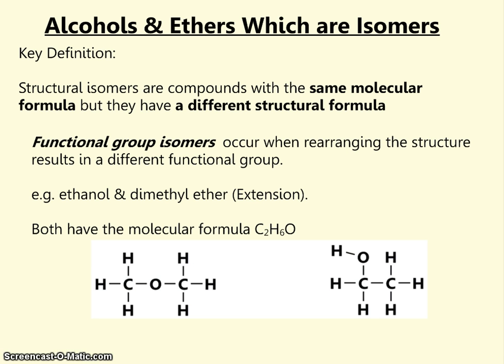Also, another class of compound that you may encounter are alcohols and ethers. Ethers are not on the specification, but previous exam questions have included these. So just be aware that this type of compound is called dimethyl ether. The C-O-C linkage is the ether linkage, or the ether bond. And so these two compounds are classed as functional group isomers.